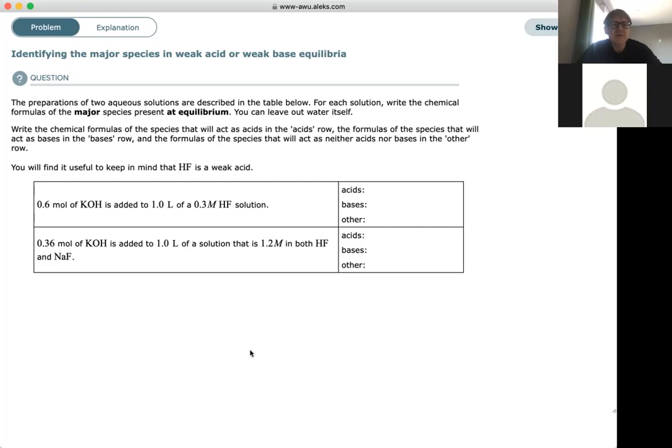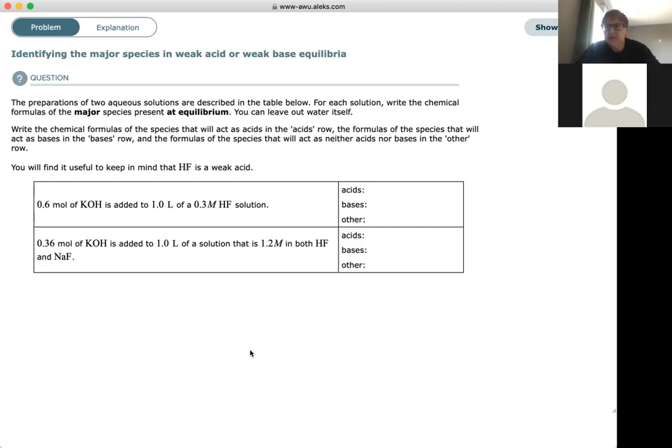Write the chemical formulas of the species that will act as acids in the acids row, the formulas of the species that will act as bases in the bases row, and the formulas of the species that will act as neither acids nor bases in the other row. You will find it useful to keep in mind that HF is a weak acid. So for this specific example, HF is a weak acid. So we're just concerned about the products.